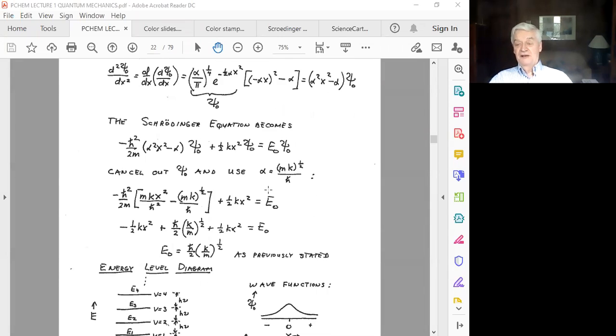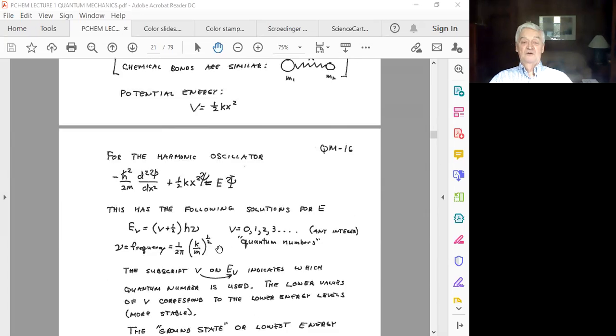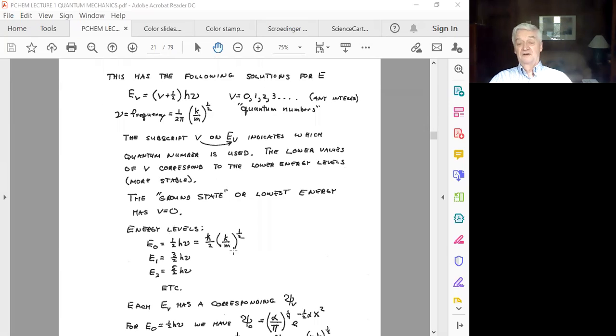But we haven't yet plugged in what alpha is. And I won't belabor this in class, we're running out of time. But if you solve for what alpha squared is, then you get mk over h bar here. And alpha here is just plugging it in there. If we combine all of these terms, you get a minus 1/2 kx squared here. It cancels out the plus 1/2 kx squared. And we do get our E naught solution for the harmonic oscillator. And this is identical to what I told you the answer would be, which is right here.